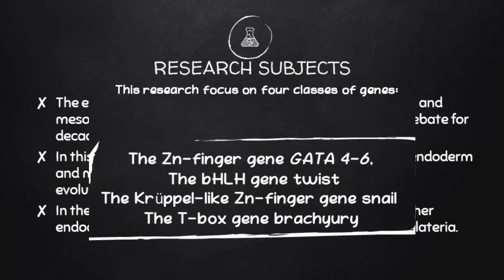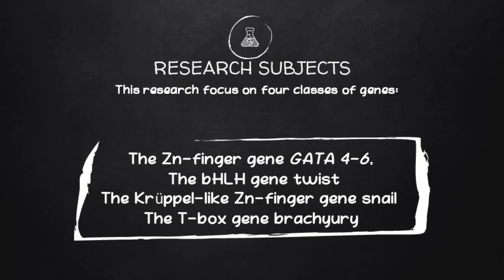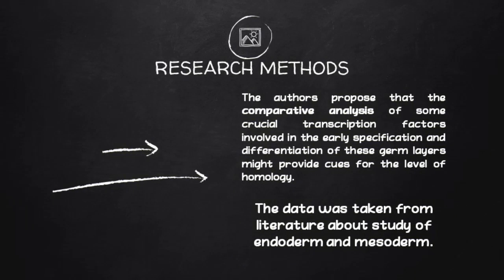Next is research subjects. This research focuses on 4 classes of genes: the zinc finger gene GATA4-6, the bHLH gene twist, the Krüppel-like zinc finger gene snail, and the T-box gene brachyury. Next is research methods. The authors propose that the comparative analysis of some crucial transcription factors involved in the early specification and differentiation of these germ layers might provide cues for the level of homology. Data was taken from literature about the study of endoderm and mesoderm.